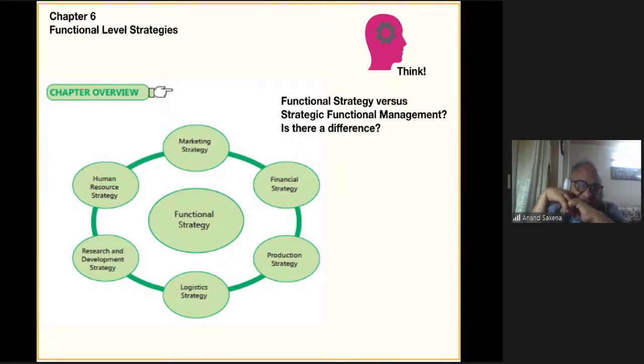Another way of looking at the functional strategies is in terms of strategic functional management, wherein each functionality directly contributes to the sustainable competitive advantage of the firm. So what I'm trying to say is that functional strategies provide support to the business level and the corporate level strategies. Also, they contribute directly to the competitive advantage of the firm. So that's the point that I will be highlighting in the course of my discussion.